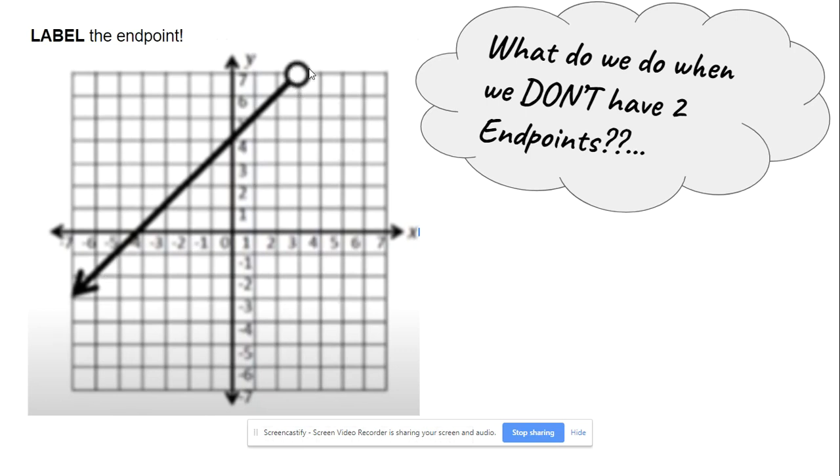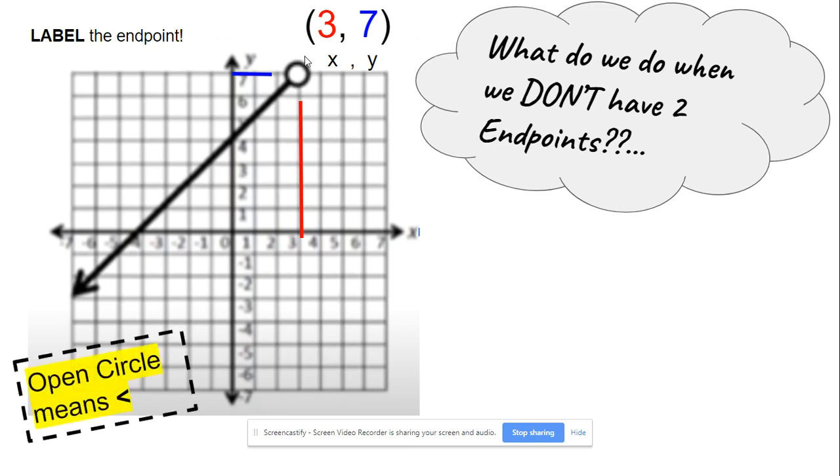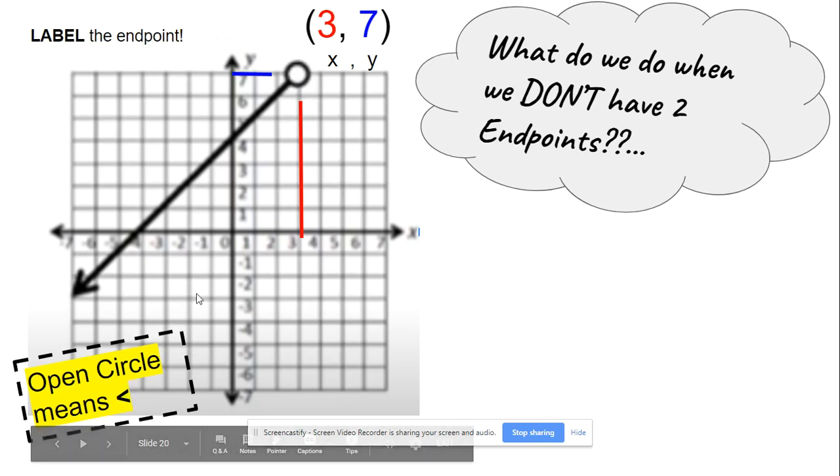Okay, so we have an open circle. Well, I know where that is. So label your point. Start with your x value and then your y. So you have the point 3, 7. And then it's important to note that this is an open circle, which means less than, or greater than, depending on what we're going to use it for.